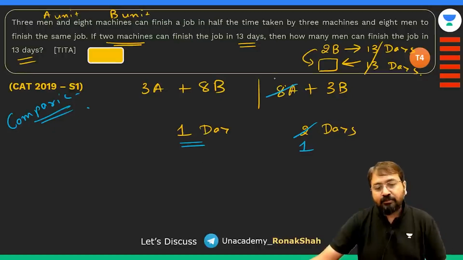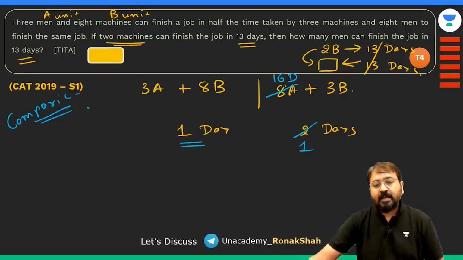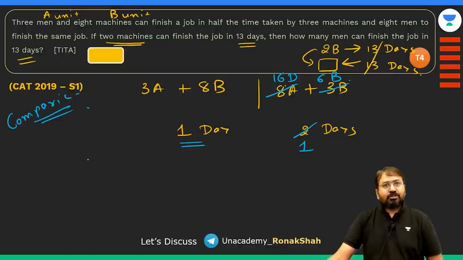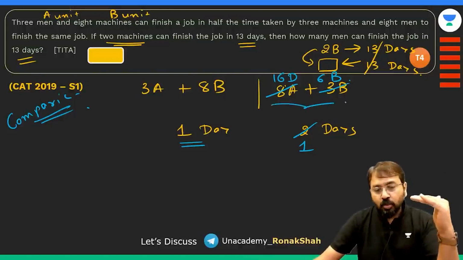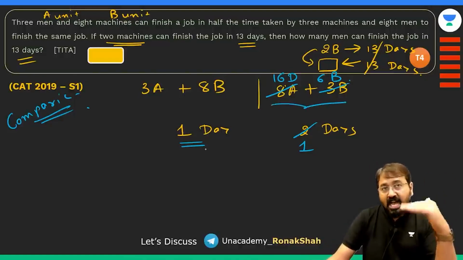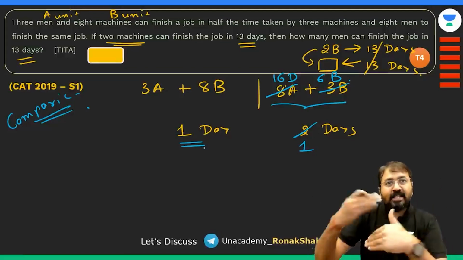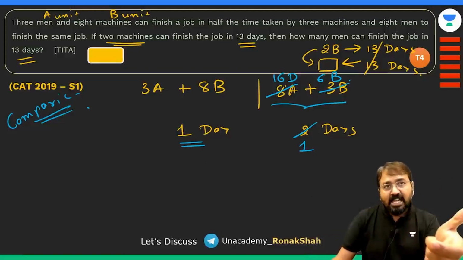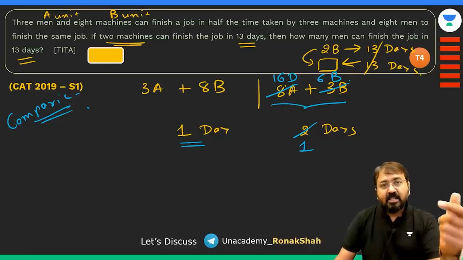Instead of 8A, I'll have to consider this as 16A, and instead of 3B, I'll have to take it 6B. Have you understood this? Because if this group wishes to do the work in half the time, then the group strength has to be doubled. So if there were 8 men, we'll have to make it 16 men, and if there are 3 machines, we'll have to make it 6 machines. That's it, our job is done.